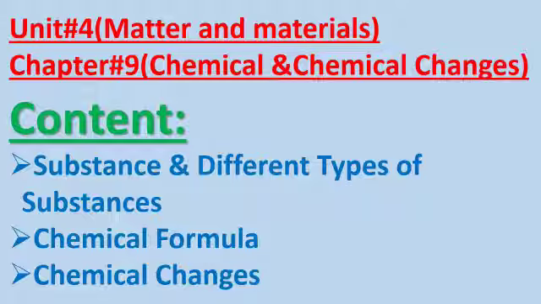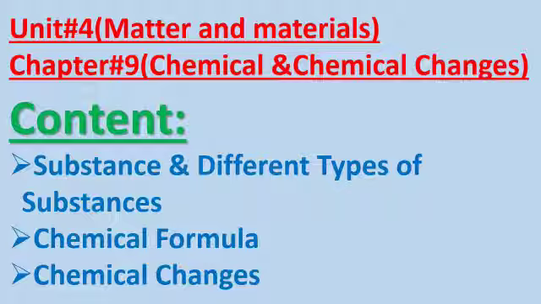Chemical formula. What is a chemical formula? A chemical formula represents the total number of atoms in an element, like H2O, in which this formula represents 2 atoms of hydrogen and 1 atom of oxygen. Then we discussed chemical changes, in which we discussed reactants and products. The reacting substance is called a reactant, and when reactants react together, the product is formed.